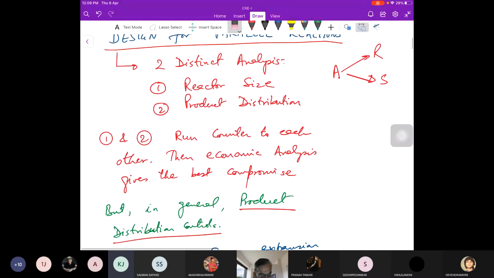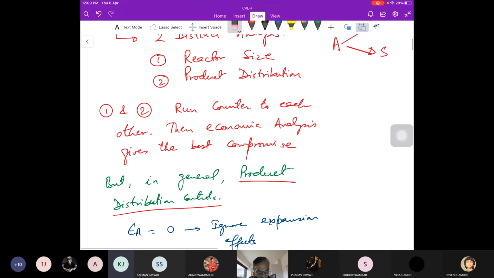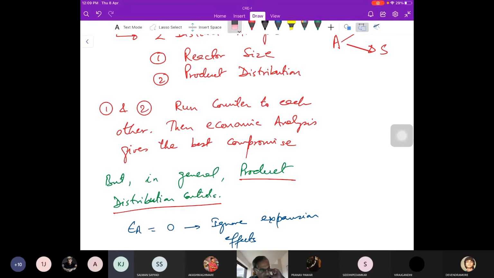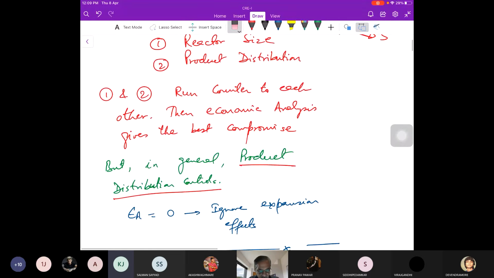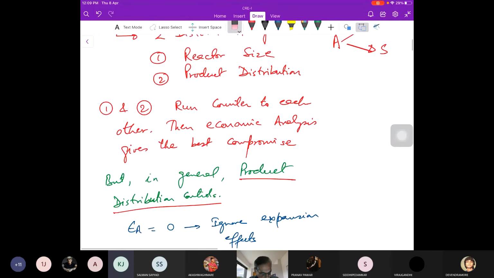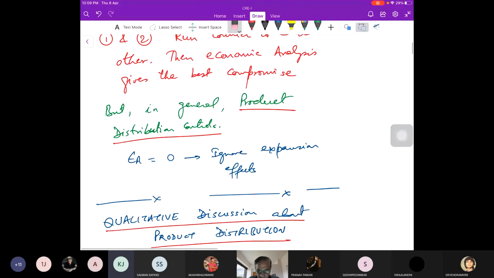So 1 and 2, that is reactor size and product distribution, run counter to each other. It means if I want to minimize the size, I may not get the product distribution which is desired. If I want to get the desired product distribution, I may not get the minimum reactor size. So these are all conflicting things. So then you have to do economic analysis, and that will tell us के क्या है, which is the best option for reactor design. But in general, we focus mainly on product distribution because there's no point in having an undesirable product which has no value. It's waste, total waste.